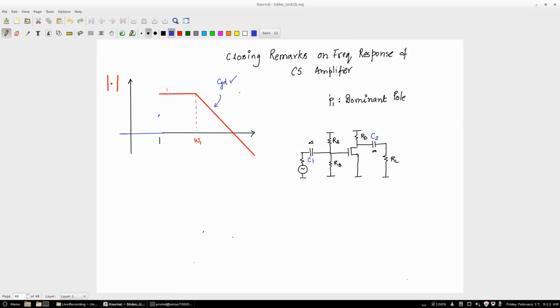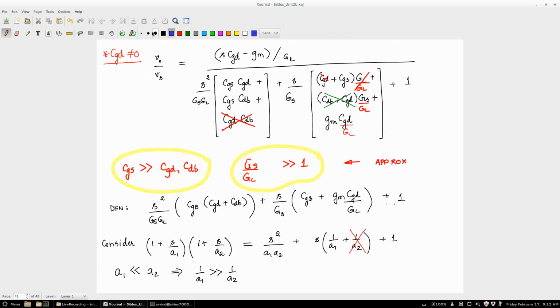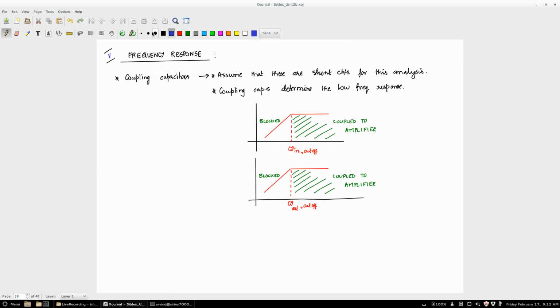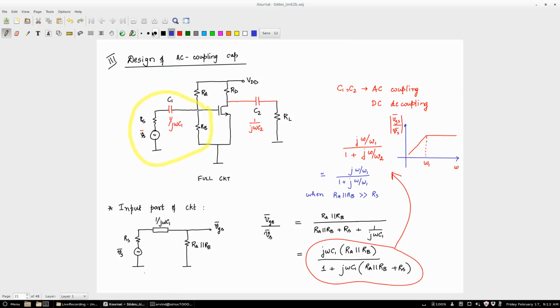So the question I'm asking is, if I put this capacitor, this C1, and this C2. The analysis we have done so far includes CGD, but C1 and C2 are considered to be short circuits, right? So the moment you include C1 and C2, that is going to act as a filter. It's going to act as a high pass filter, right? That's how you design the C1 and C2.